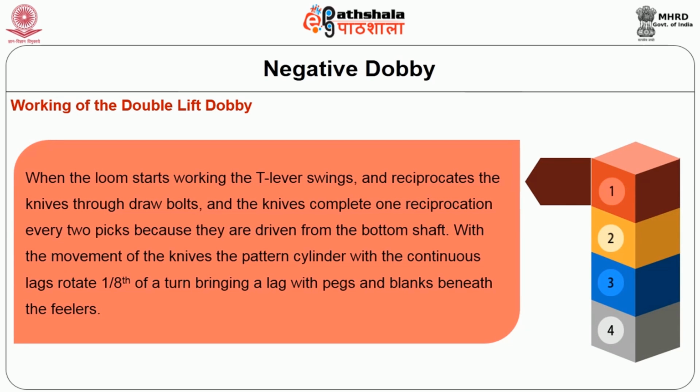When the loom starts working, the T lever swings and reciprocates the knife through draw bolts. And the knife completes one reciprocating movement every 2 picks because they are driven from the bottom shaft. With the movement of the knife, the pattern cylinder with the continuous lag rotates 1/8 of the turn, bringing a lag with pegs and blanks beneath the feeler.